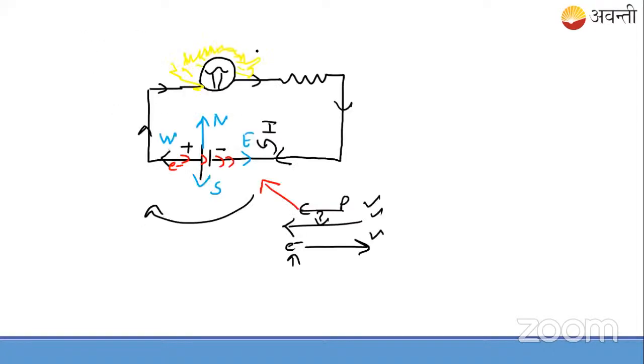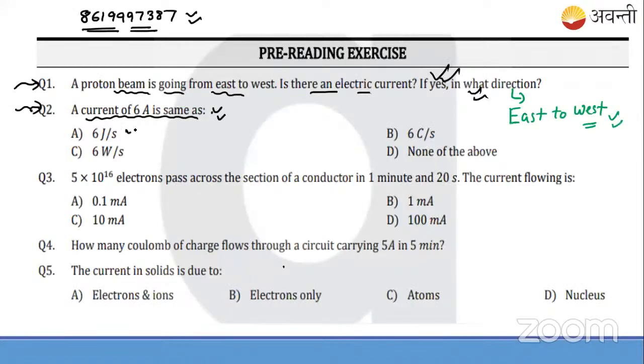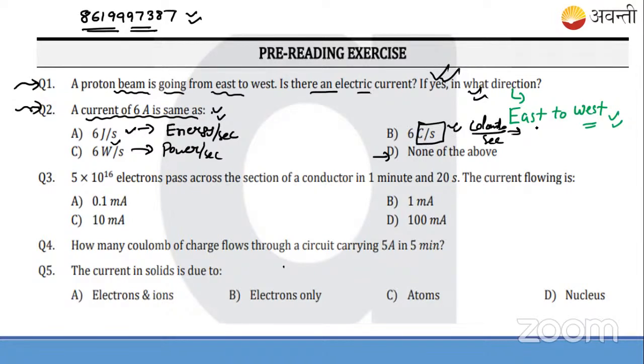If you see the 4 options, first this is joule upon second. Joule upon second means energy upon second. If you see its unit, this will be watt. Watt means power upon second. None means nothing. This is the answer actually: coulomb per second, because the formula of current is charge, whose unit is coulomb, and the unit of time is second. So B will be the answer. Okay, B will be the answer.